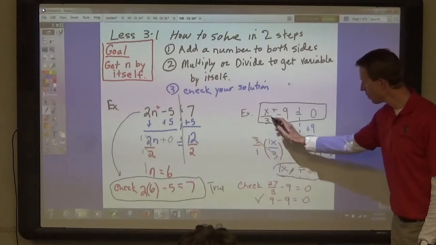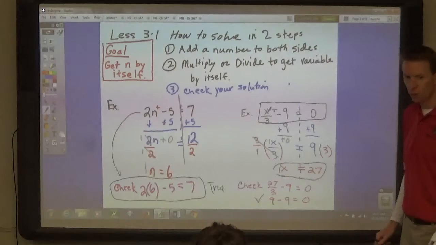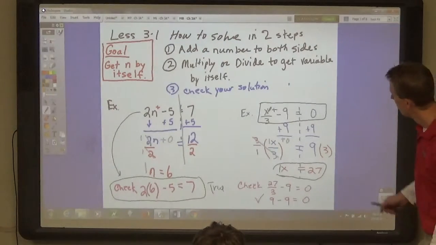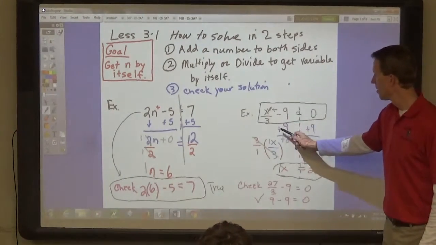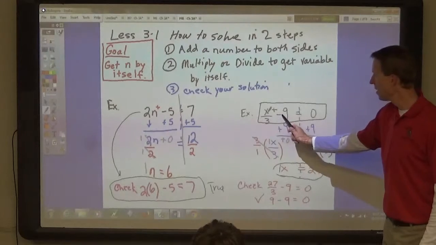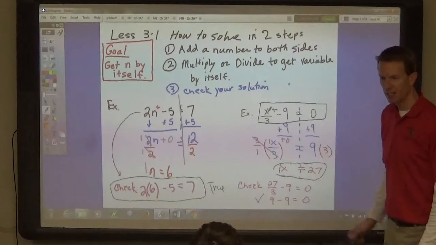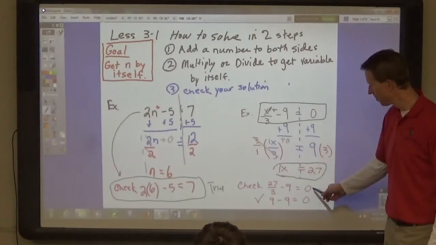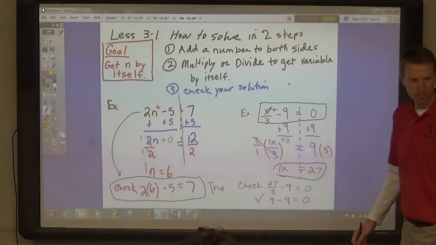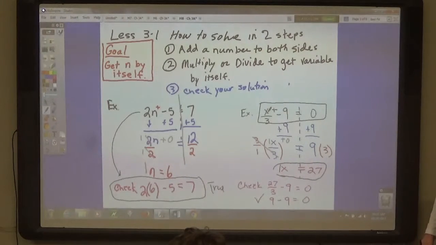And then check it. Put 27 in place of x in the original equation. And you get 9 minus 9 is 0. So it's true. Okay? You see that?